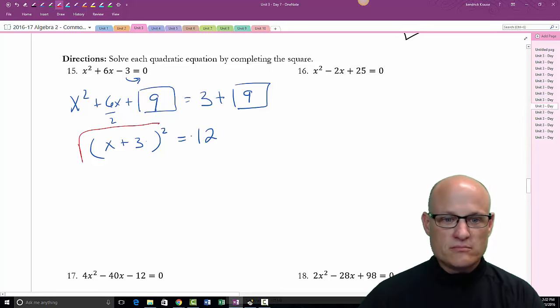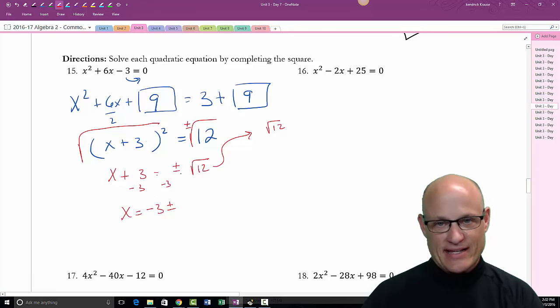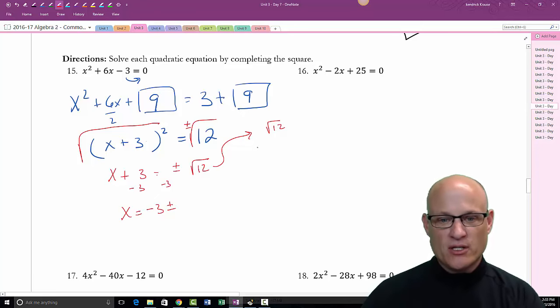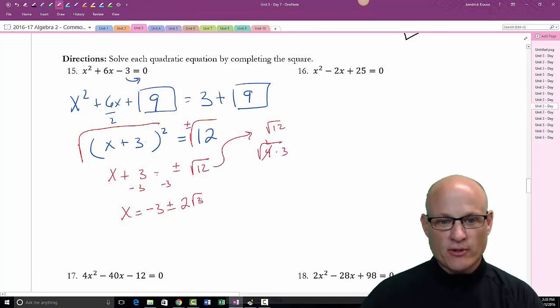Take the square root. When you take the square root, you put a plus or minus. So I get x plus 3 equals plus or minus the square root of 12. I'm going to bring the 3 over. So I get x equals negative 3 plus or minus. But this, we have to simplify. You can't leave it like that. You want it in the simplest form. So you're going to rewrite it as the square root of 4 times 3. What is the square root of 4? Oh, it's 2. So this becomes 2 square roots of 3.